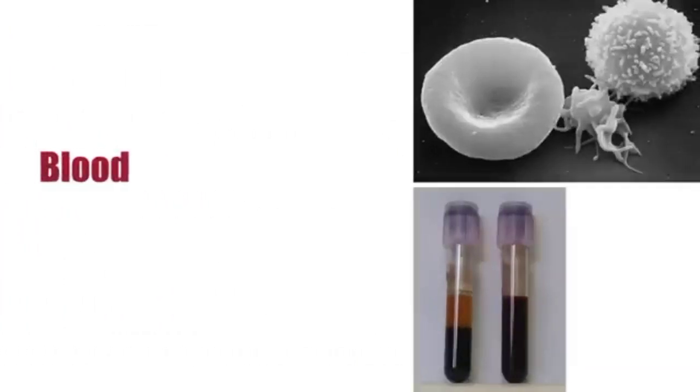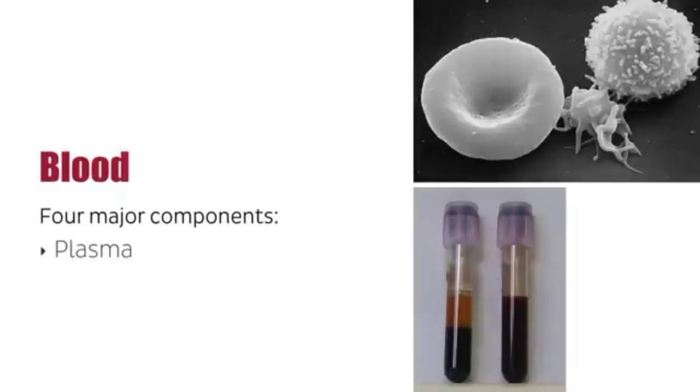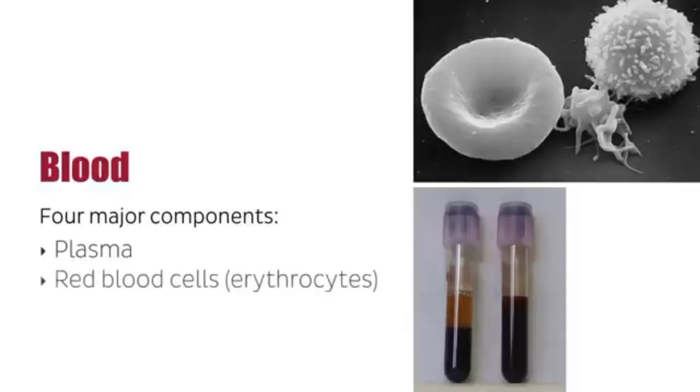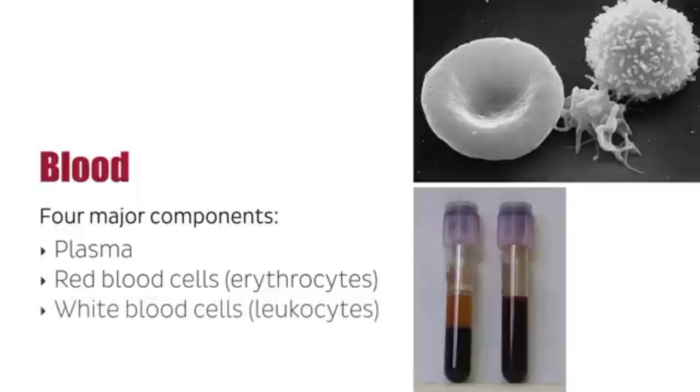Blood has four major components. The plasma is the fluid that surrounds the blood cells and helps transport carbon dioxide, hormones, and metabolic waste products. Red blood cells, which are also known as erythrocytes, are formed in the bone marrow and function mainly as oxygen carriers. White blood cells, or leukocytes, make up the body's immune system by producing antibodies and helping destroy harmful microorganisms.